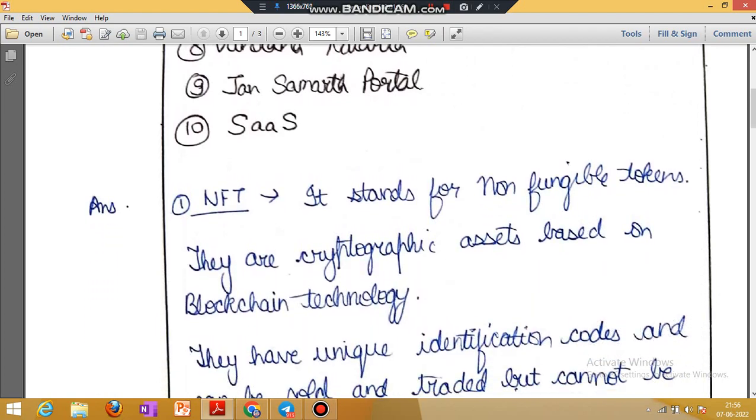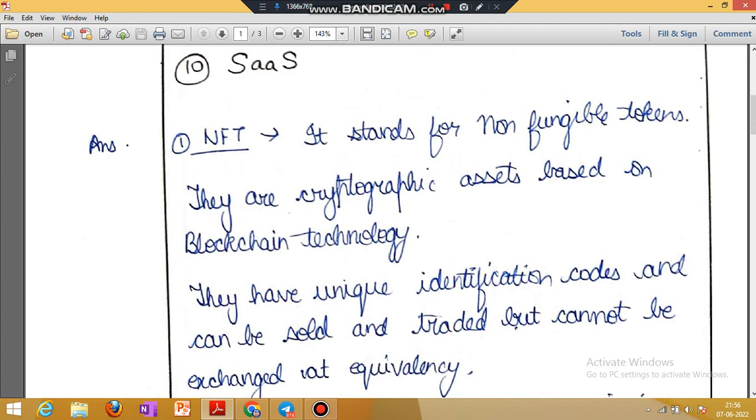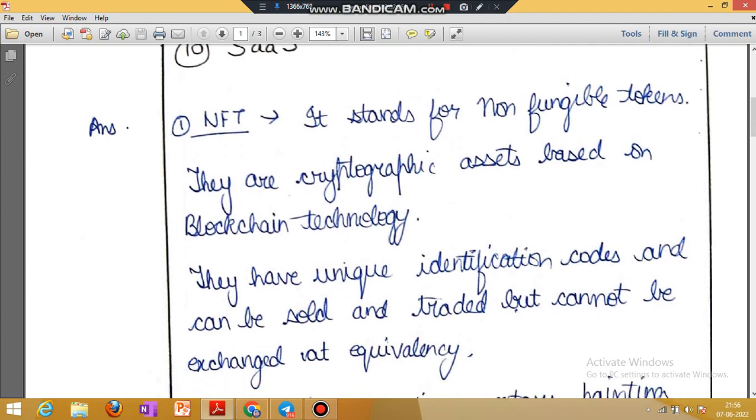It stands for non-fungible tokens. They are cryptographic assets based on blockchain technology. They have unique identification codes and can be sold and traded but cannot be exchanged at equivalency. So what does this mean? NFTs have been in news recently.